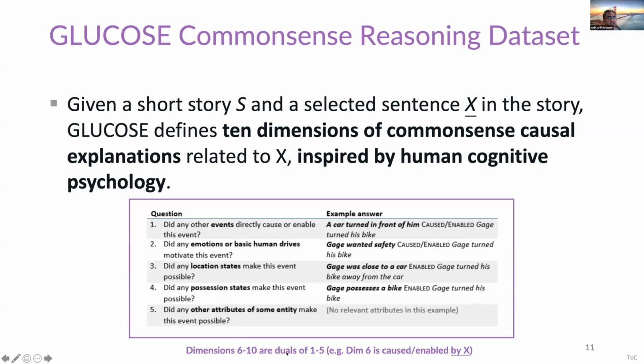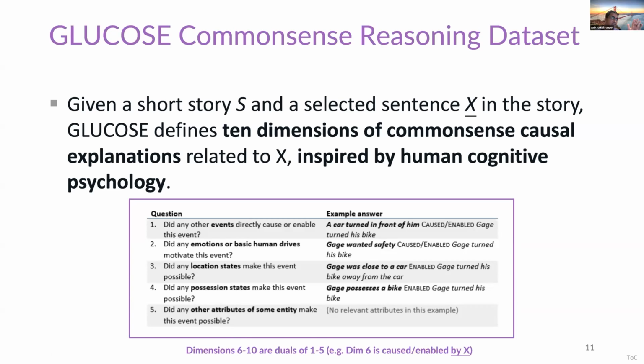And dimensions 6 to 10 are just duals of these 5. So for example, dimension 1 is what events cause X, and dimension 6 is what is caused by X. So you could think of 1 to 5 as being temporally happening before the event, and 6 to 10 are temporally after.